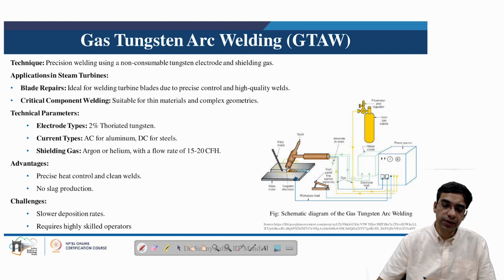Electrode types with 2% thoriated tungsten and alternating current may be used for thin sheets or aluminium, or direct current may be used with ferrous based materials. Shielding gas of argon or helium may be used at a rate of 15 to 20 CFH.